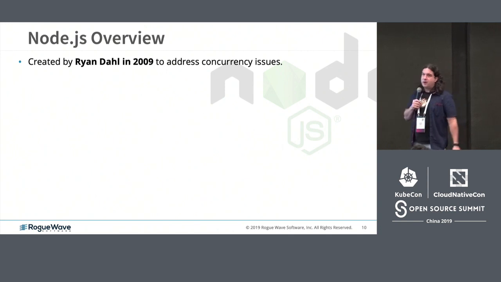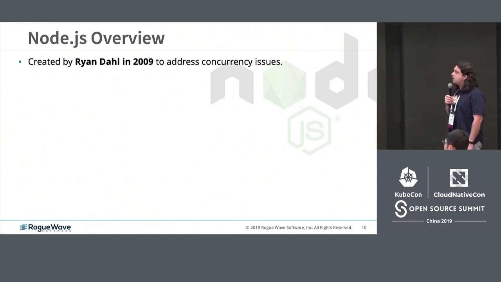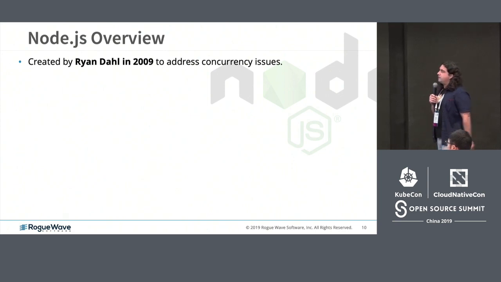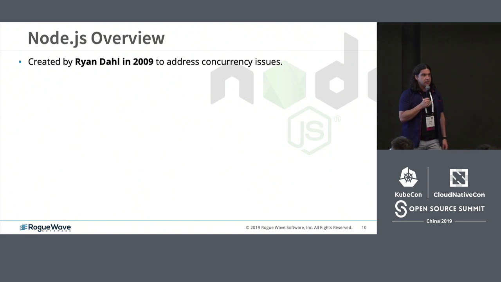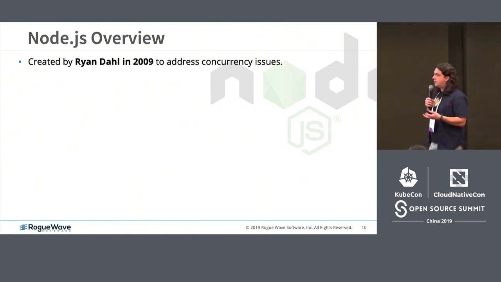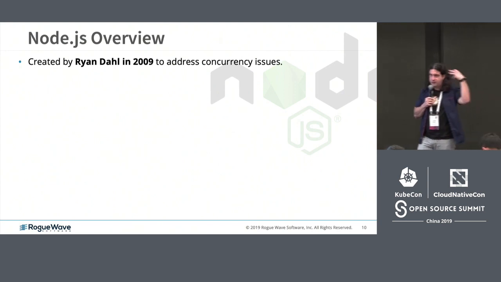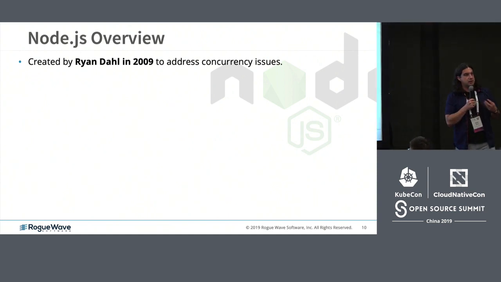So a little bit of an overview of the language. By the way, stop me at any point if you have a question. I'll do my best. It was created by a guy named Ryan Dahl in 2009 and really was just created mostly to deal with these concurrency issues that we were talking about before, right? So when we start thinking about distributed compute and parallel compute, we have to start rethinking the way that we write code. We need that code to be useful when it's concurrent, right?